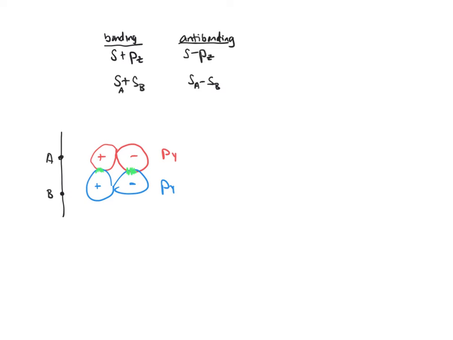If I, on the other hand, subtract the py, so take the py on A and subtract the py on B, then that just flips the signs of the B orbital. And now we can see that we get negative overlap here, and we end up with a node that runs between the two nuclei. In the first case, we have electron density that overlaps. So if we think about the nuclei being here and here, we've got electron density overlapping here and here. In this case, we end up with zero overlap, and here are our nuclei, and we end up with a node running between those nuclei.